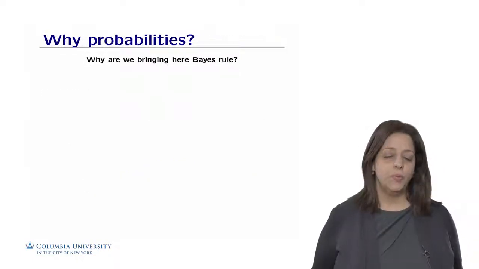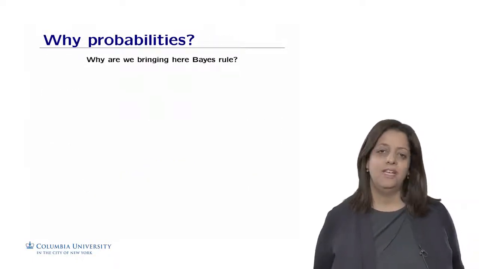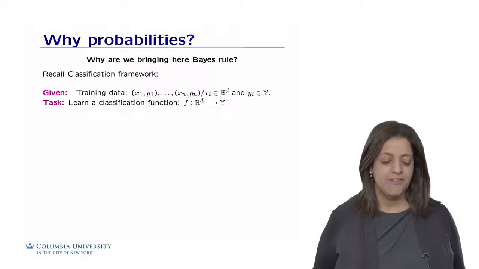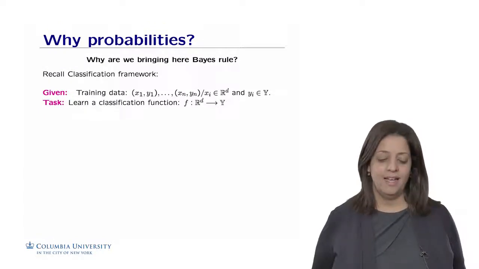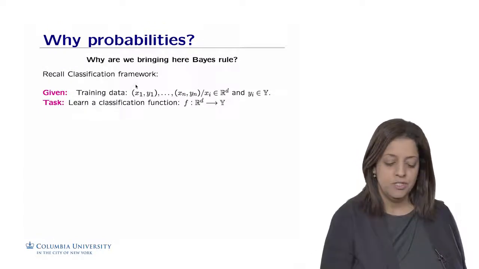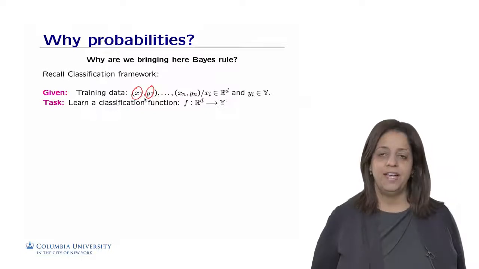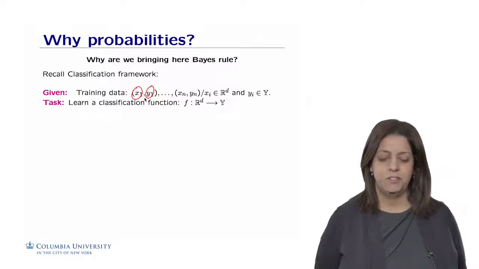So now you must be wondering, why are we talking about probability and conditional probability and Bayes' rule? Let's first recall our setting for classification. We're given some data. The data has features and we have labels. And we want to learn a classification function that maps the features to the labels.